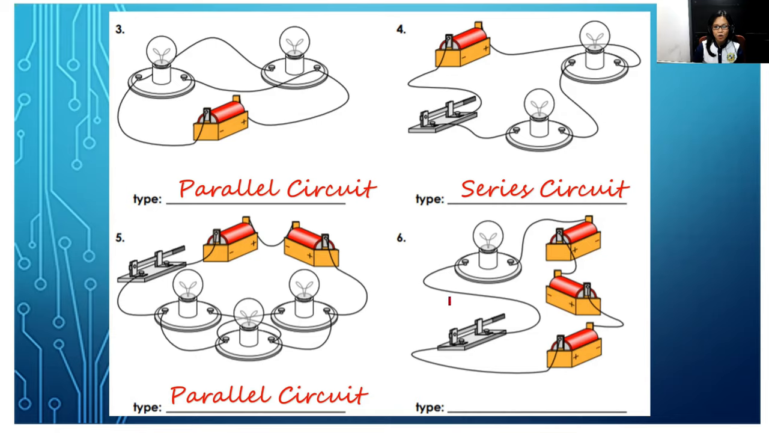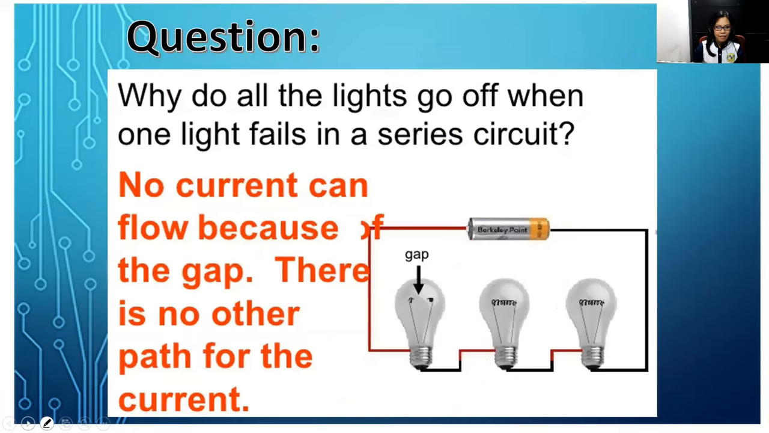This circuit has only one pathway through which electrons can flow. What circuit is this? Look at the circuit. It has only one pathway. The answer is series circuit. All right, that is a series circuit. Now let us answer the following questions.